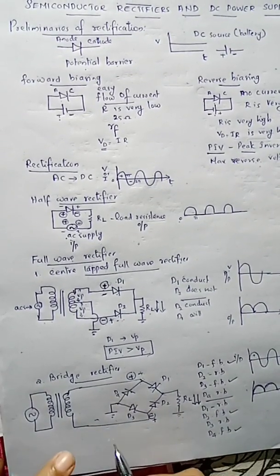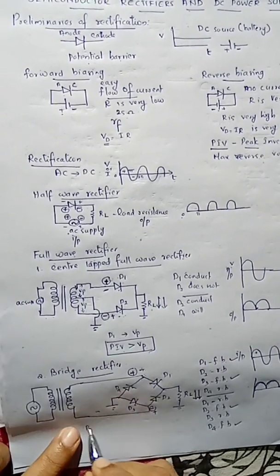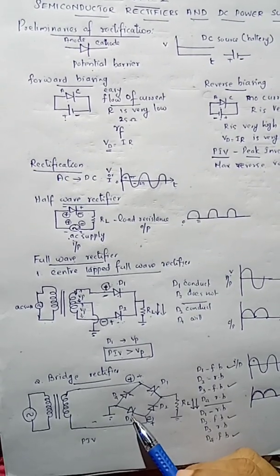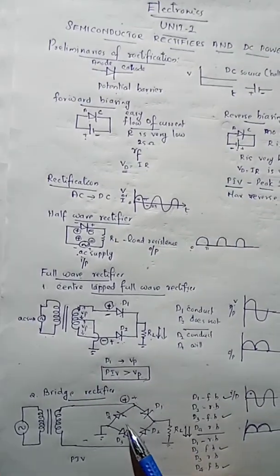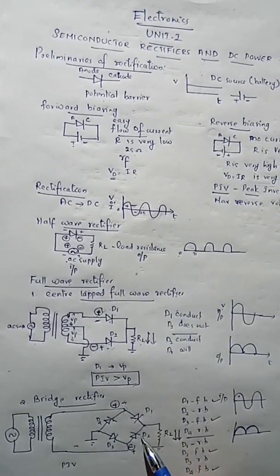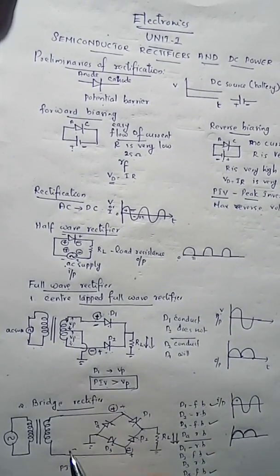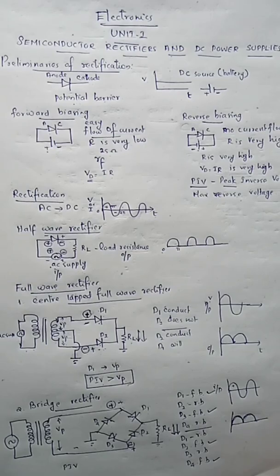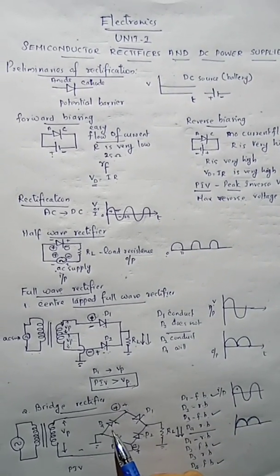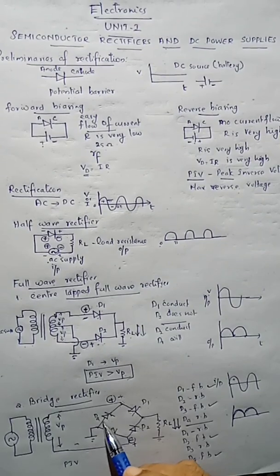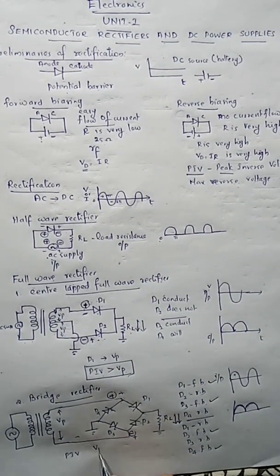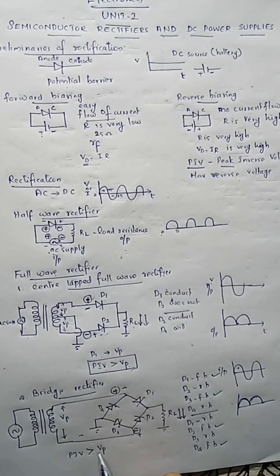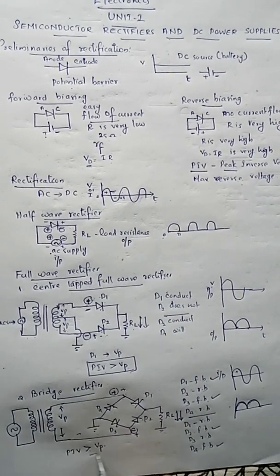Now in this case, we have to consider the peak inverse voltage. Here at one time D1 and D3 become reverse biased, and at another instant D2 and D4 become reverse biased. Suppose Vp is the voltage between these two terminals of the transformer. The maximum voltage across a diode will be Vp. So we have to select diodes which have a peak inverse voltage rating greater than Vp. That is a special case here.